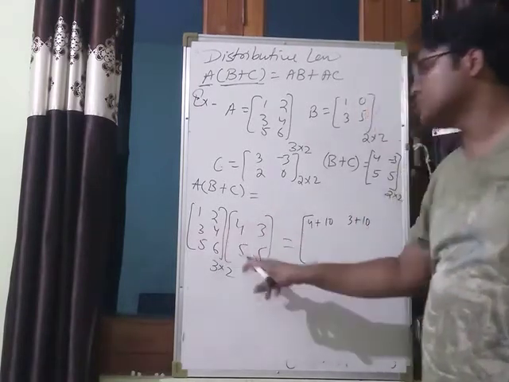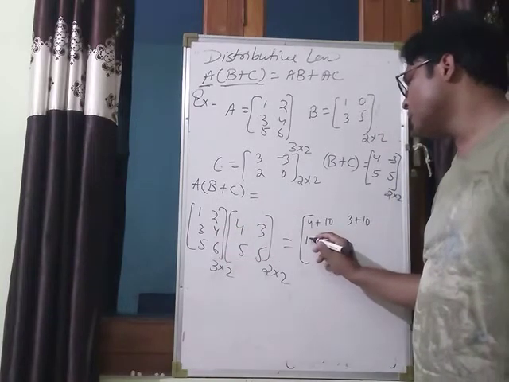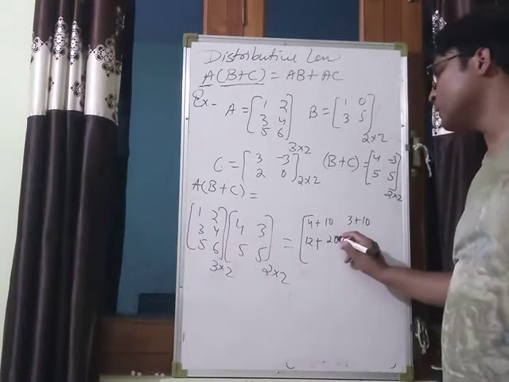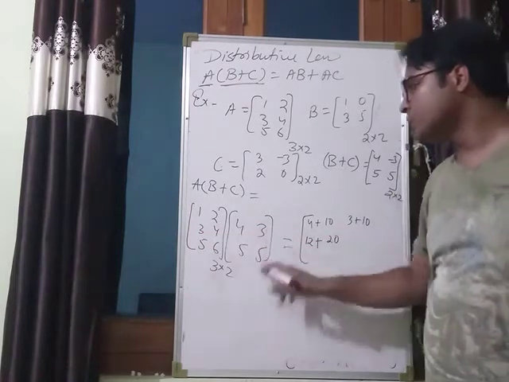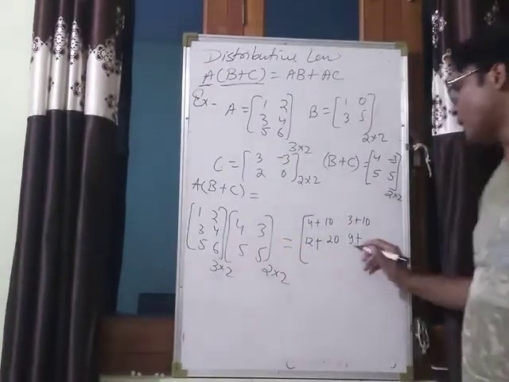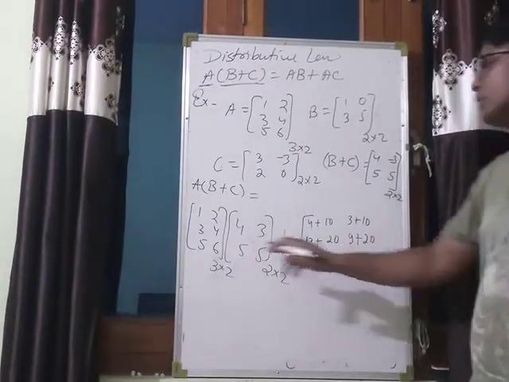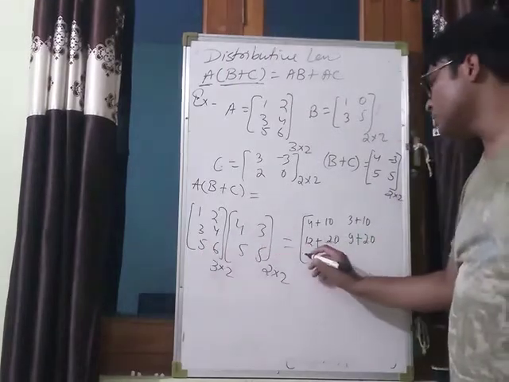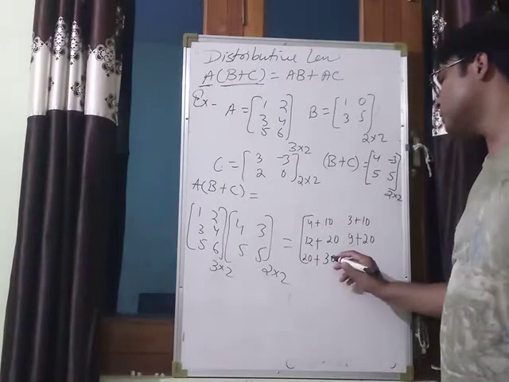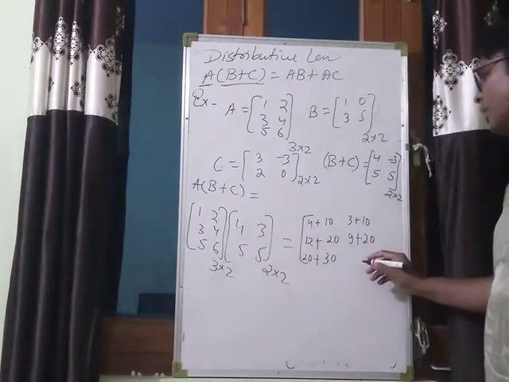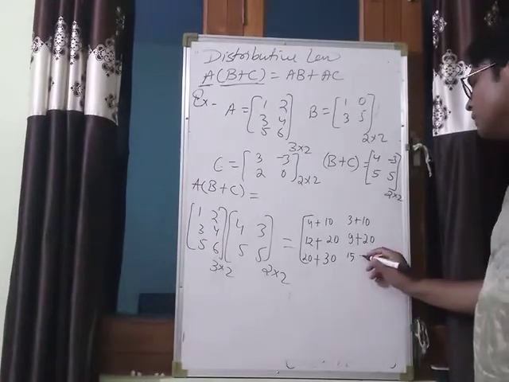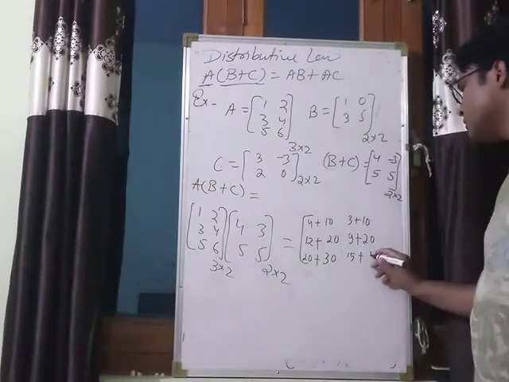Now second row first column, 3 into 4, 12, plus 4 into 5, 20. Second row second column, 3 into 3, 9, plus 4 into 5, 20. Third row first column, 5 into 4, 20, plus 6 into 5, 30. Third row second column, 5 into 3, 15, plus 6 into 5, 30.